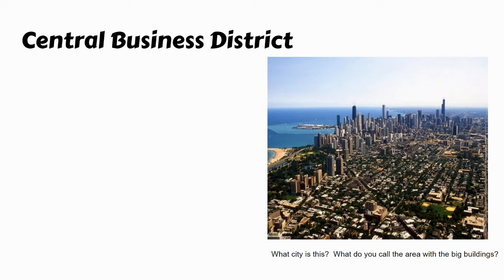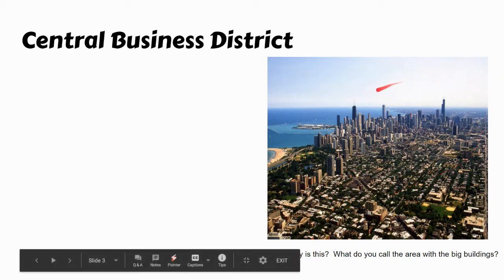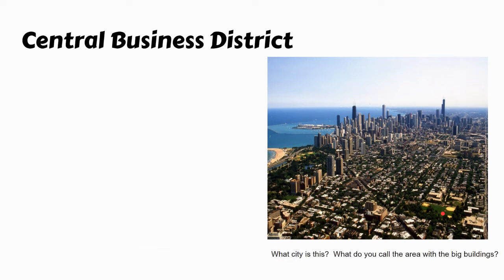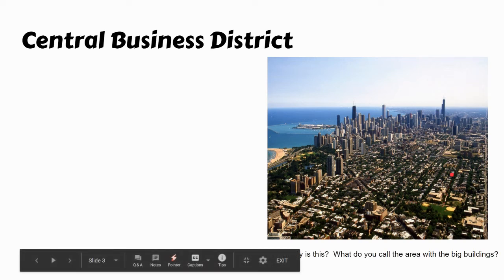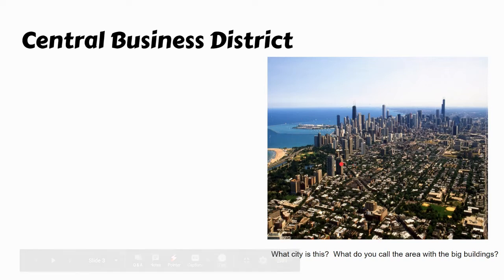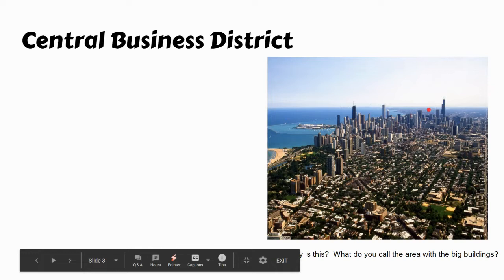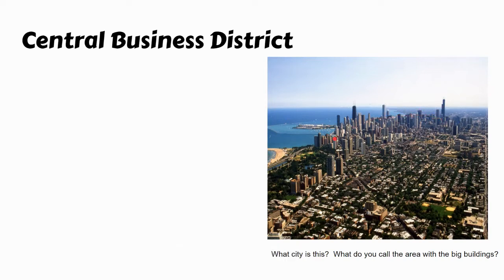Okay, so we need to start with a central business district, or CBD, conversation. I'm hoping that you can recognize this city. This is, of course, our gorgeous city of Chicago. When I start talking about this in class, I ask students to tell me, what is this area of Chicago called? I mean, this is all Chicago, but this part of Chicago has a very specific name. And that name is downtown.